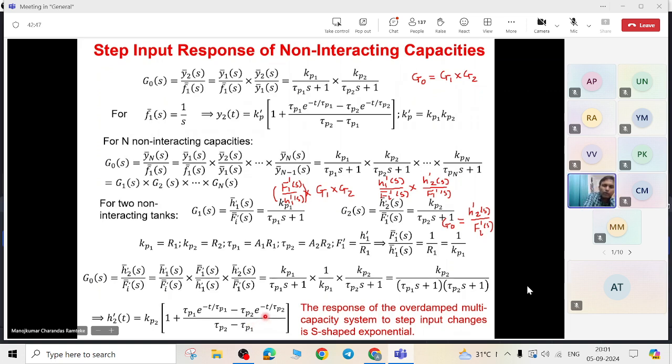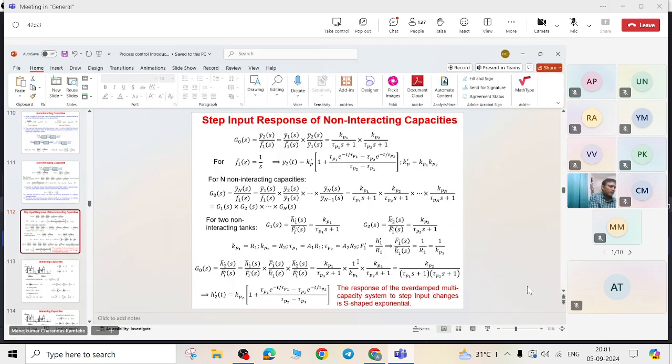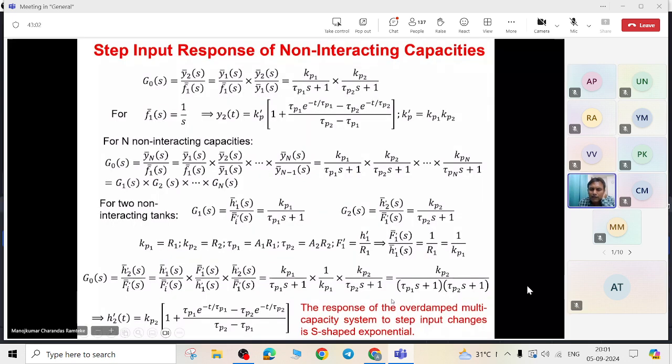Now, let me erase this writing. Discard. Let us discard. Is it visible to everyone? Slides are visible?